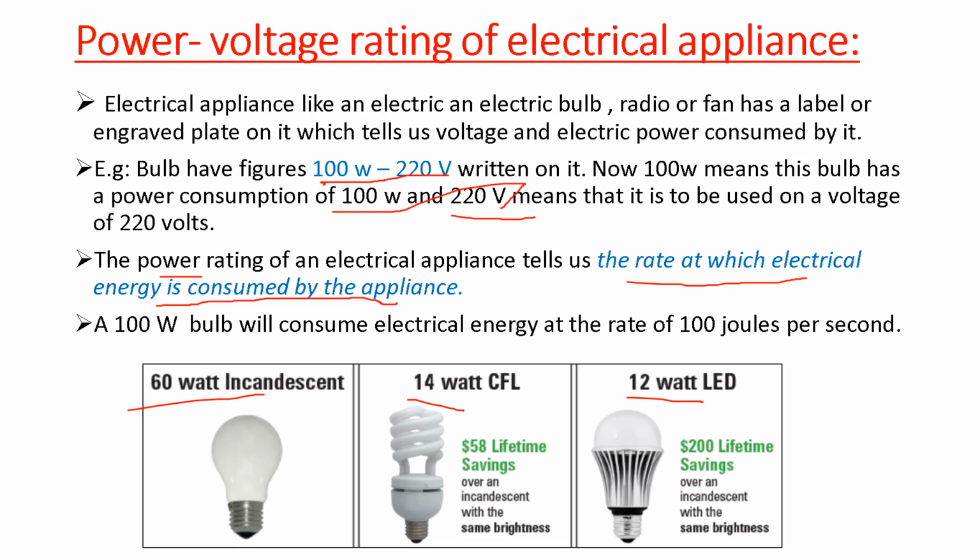So if a bulb has 100 watt, it is consuming 100 joules per second. Similarly, if an electric appliance has 500 watt, it will consume 500 joule per second. So this is the meaning of the power rating of electrical appliances.